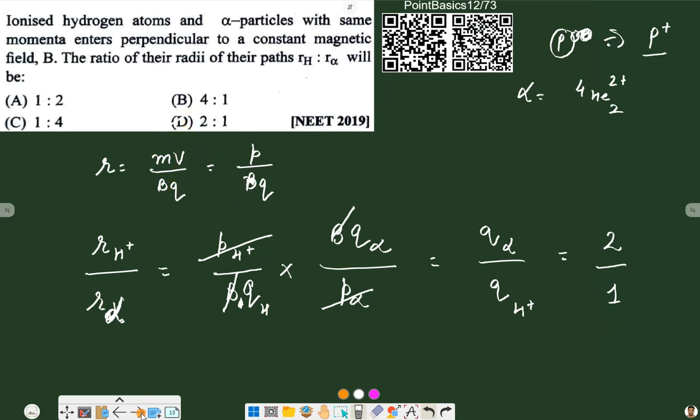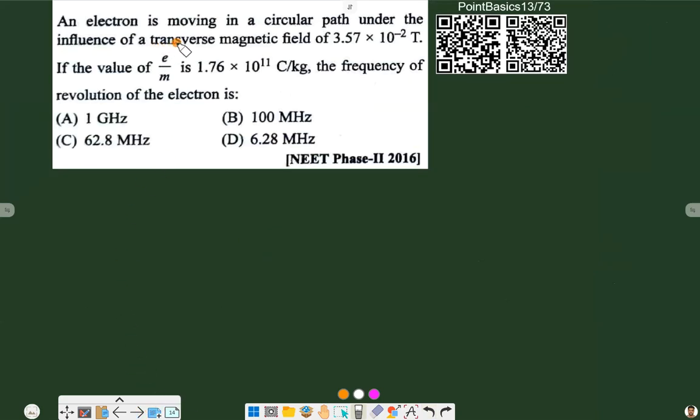Moving to the next one. An electron moving in a circular path under the influence of a transverse magnetic field, the value is this one. The charge by mass ratio is given, and we have to find out the frequency of revolution of the electron.